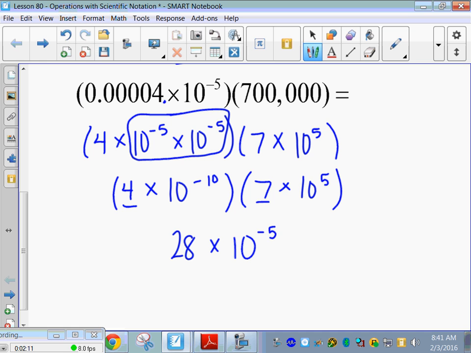Are we in true scientific notation, you guys? No. The decimal has to be in between the 2 and the 8. 2.8. If we move the decimal back a space, which is what I just did, we add 1 to the exponent. So times 10 to the negative 4th.